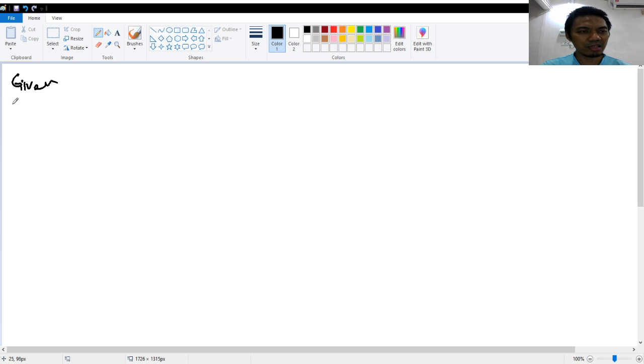I always repeat that in the class. List up all the information first. If you need to change or convert the unit, this is where you need to convert it, before you enter any number inside the formula.